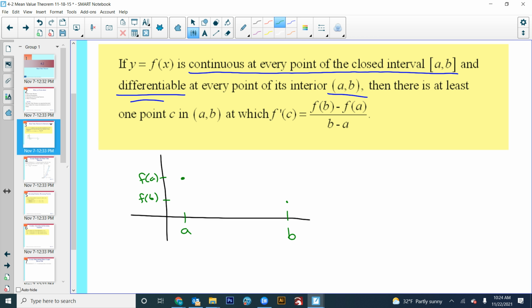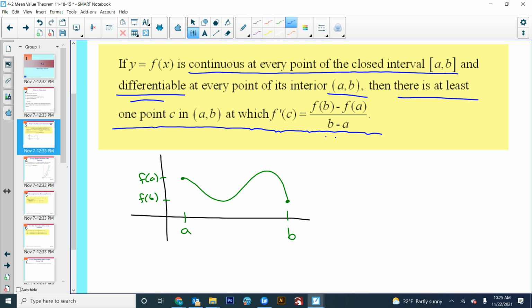Let's draw an example. All right. Then there is at least one point C in (A, B) where f prime of C equals f of B minus f of A over B minus A. Let's break it down. What's f of B minus f of A over B minus A? Those of you who are understanding what this means, help me through it.